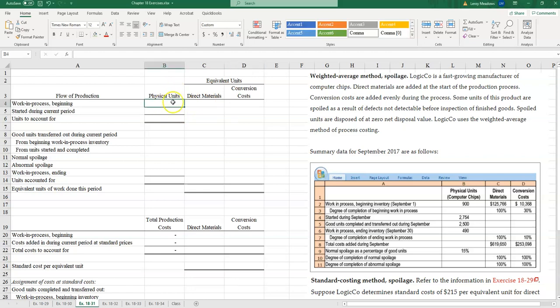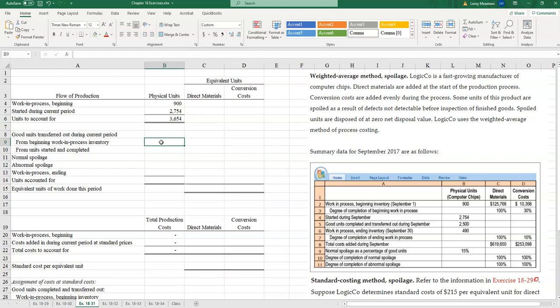Units in beginning inventory, the problem told us we had 900. Then we also added what? We added 2,754 units started during September. So that gives us a total of 3,654 units that we have to account for.